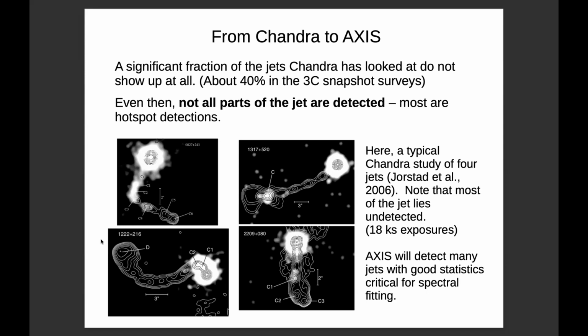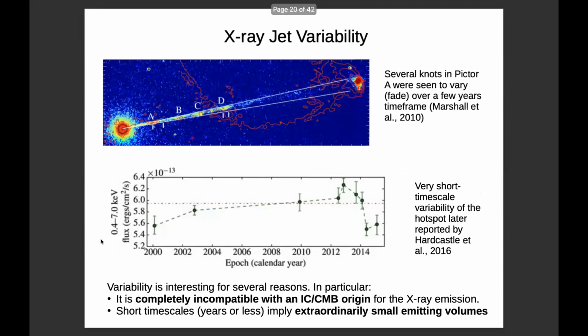So clearly sensitivity is an issue, unless you somehow commandeer Chandra and just stare at all the jets for a megasecond, right? So this is where we're very limited. Chandra started this by detecting these sources, but I think AXIS is going to allow us to get a lot of jets with really good statistics for really doing detailed study and starting doing detailed physical modeling. I wanted to talk a little bit about X-ray variability, because this is something that could only be done by Chandra, obviously, and which I think AXIS will really be able to do very well.